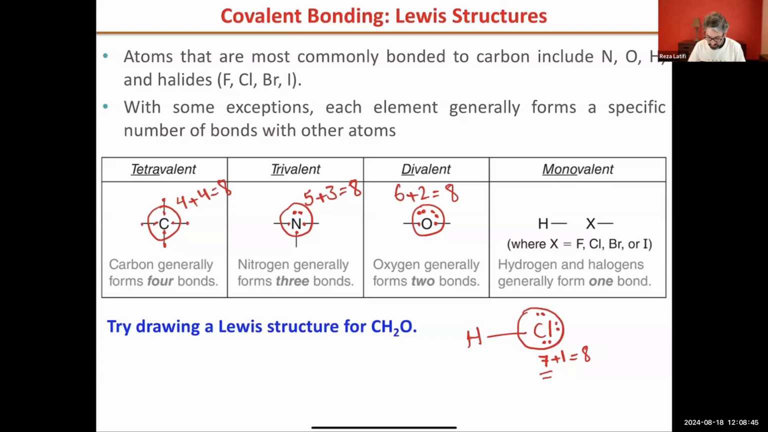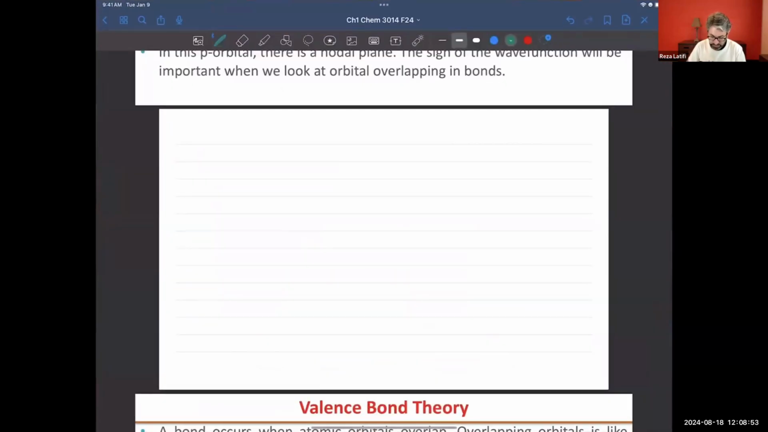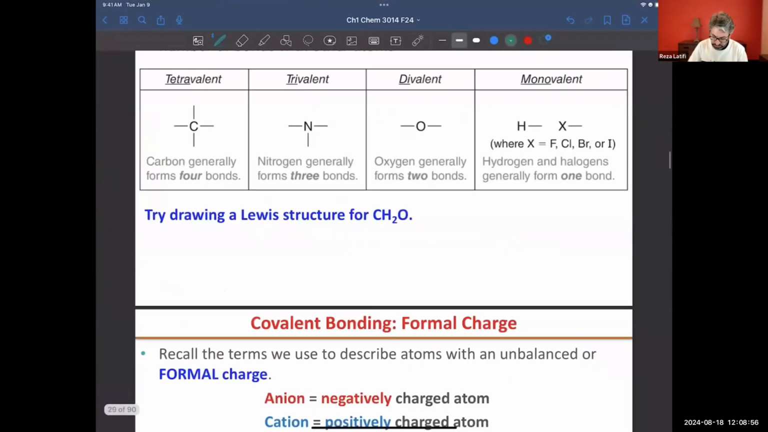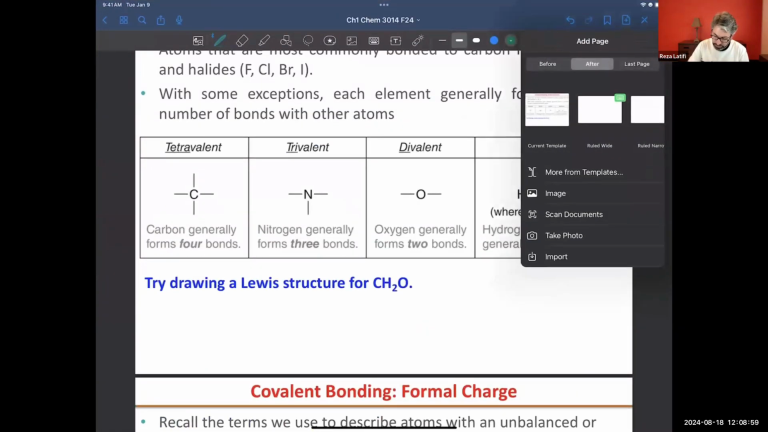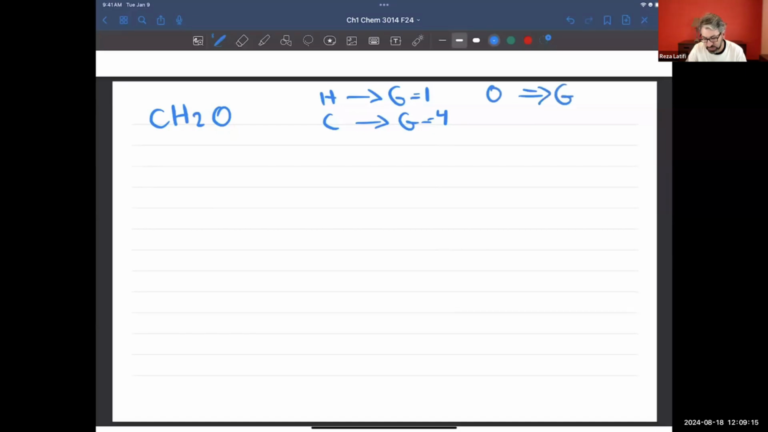Okay. There's an example here. It says CH2O, get the Lewis structure for it. So let's go after it. Okay. So the example that we have will be this. We have CH2O, hydrogen group 1, carbon group 4, and oxygen group 6.